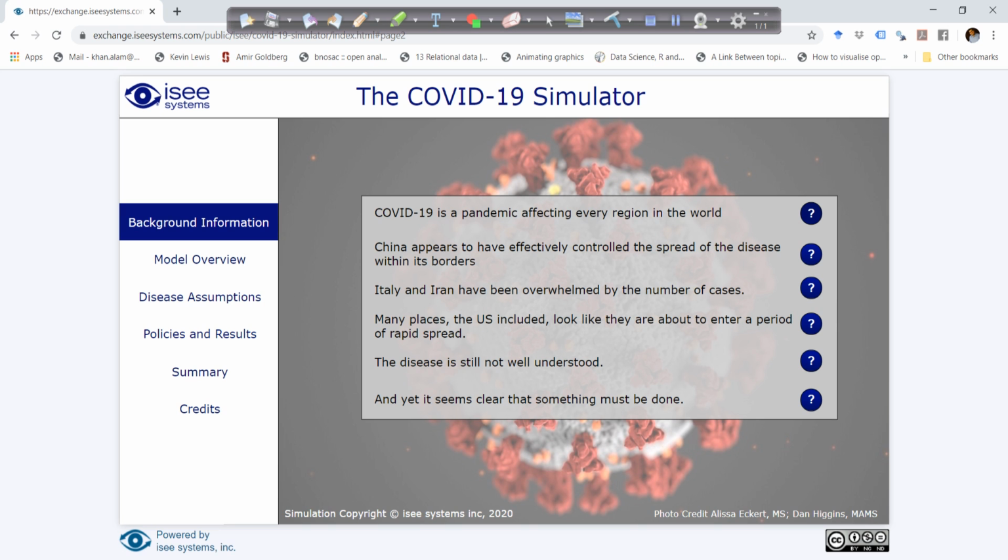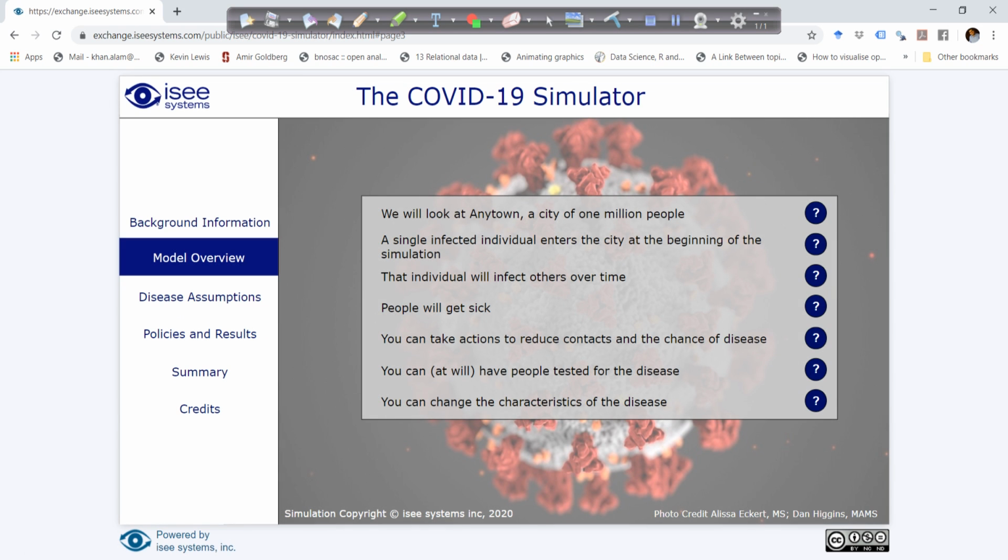So this model is based not on specific countries or cities, but on a very hypothetical city. We are looking at something called Anytown, a city of 1 million people. The simulation starts with a single infected individual entering the city at the beginning. And the individual will keep on infecting people over time. Although this is based on a single infected individual, and this is just a simple model, you can imagine how things would change with multiple individuals getting in.